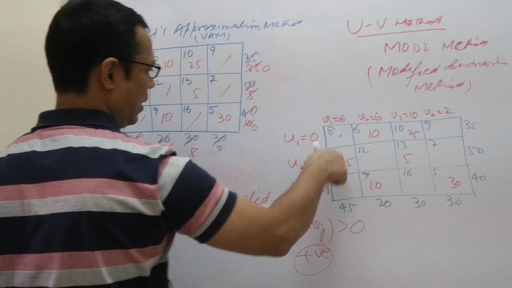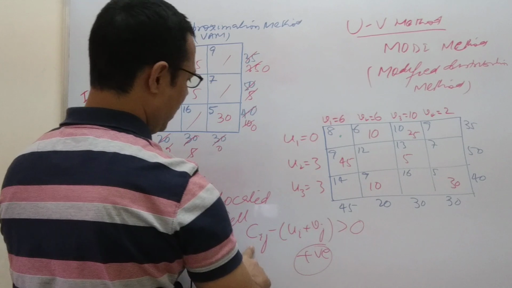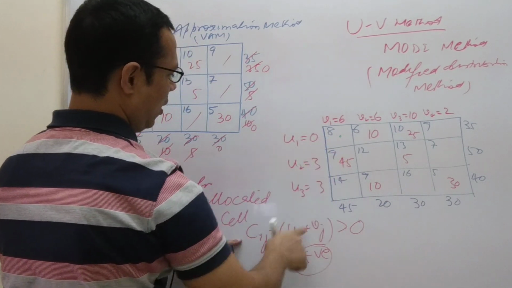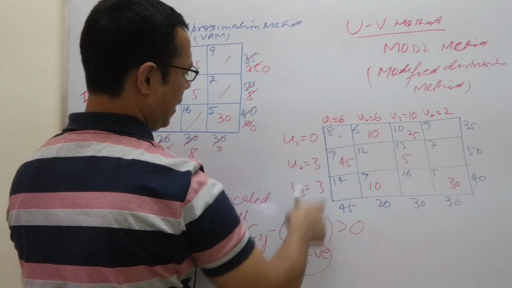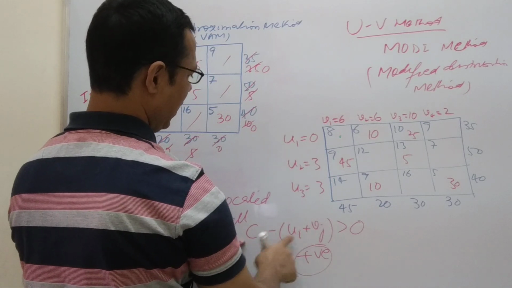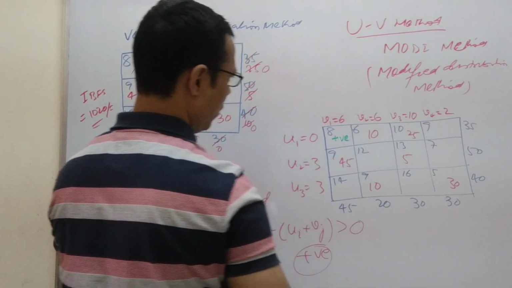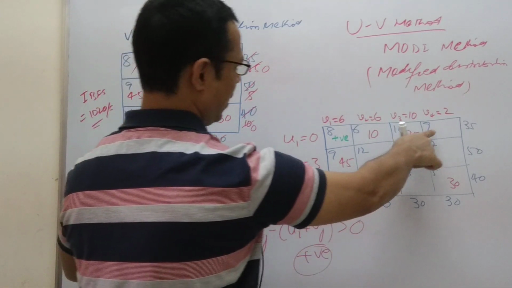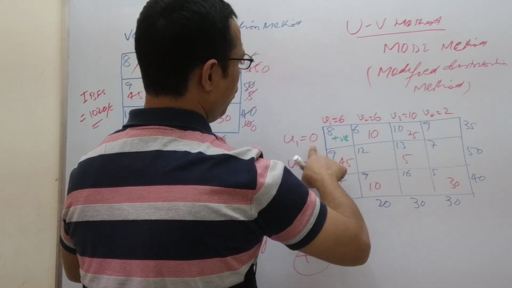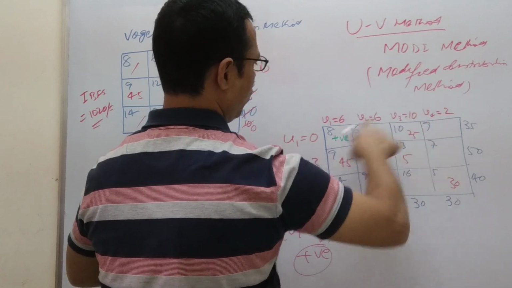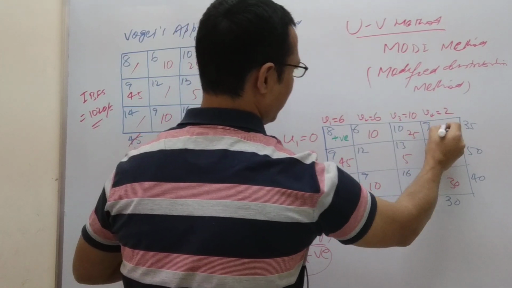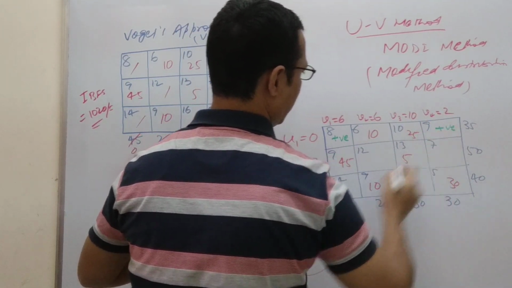Here, for this unallocated cell C11, what is the formula? Cij is 8, ui is 0, vj is 6. 0 plus 6, 6. 8 minus 6 is 2. 2 is positive. Now, checking the next unallocated cell: Cij is 9, u is 0, v is 2. 0 plus 2, 2. 9 minus 2 is 7. 7 is positive, so this one is also positive.